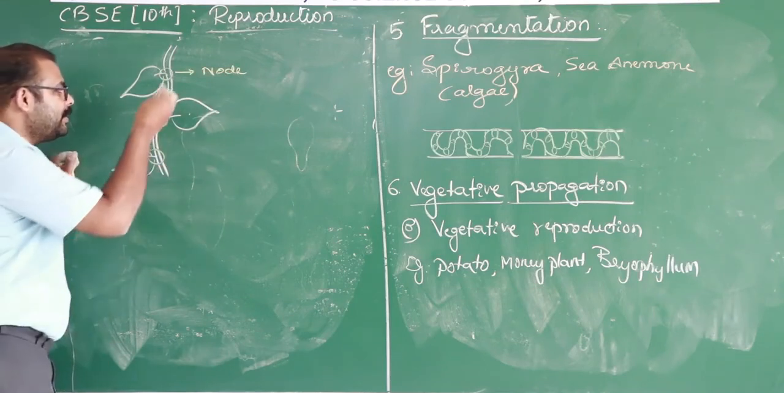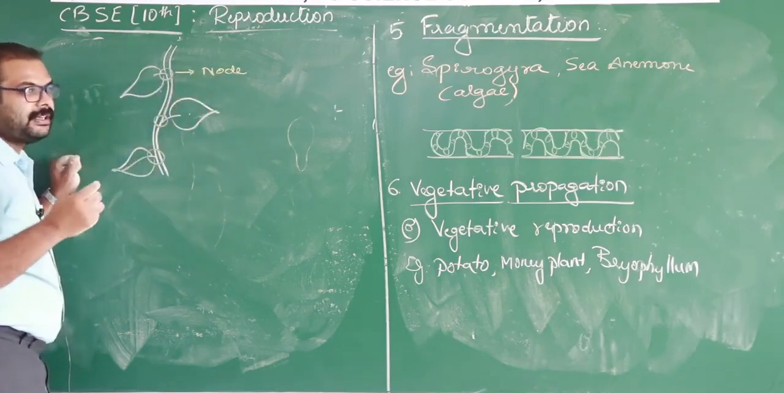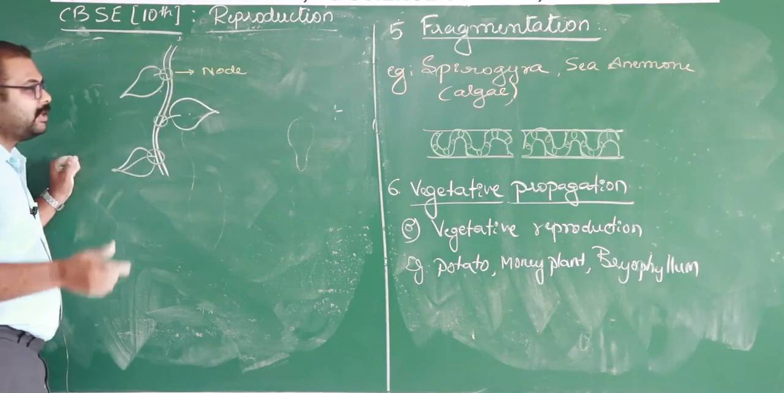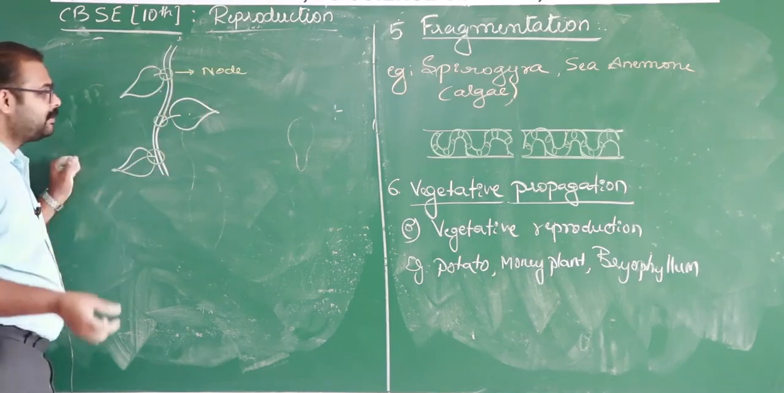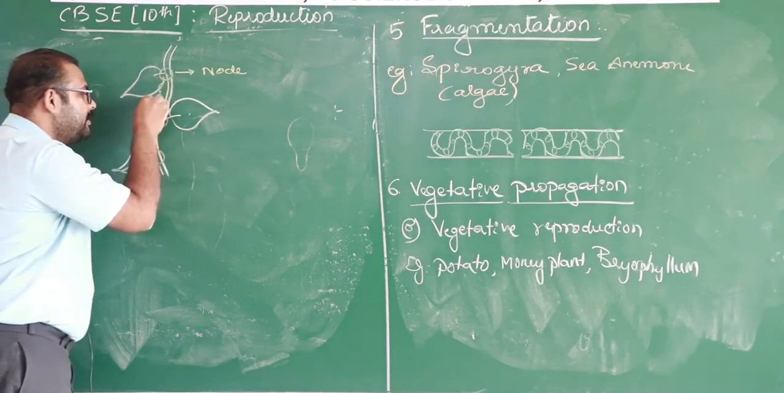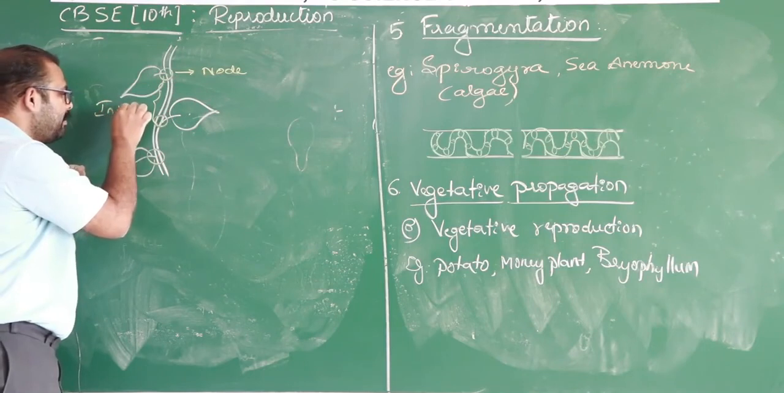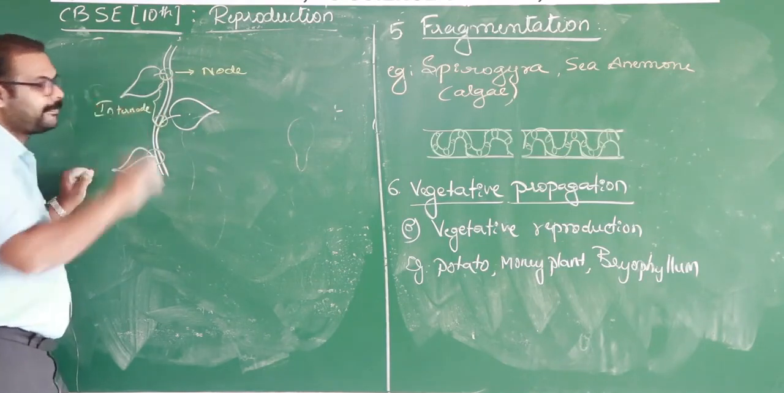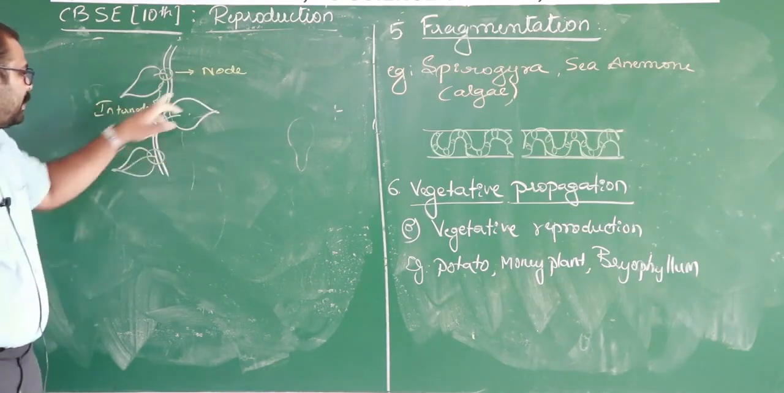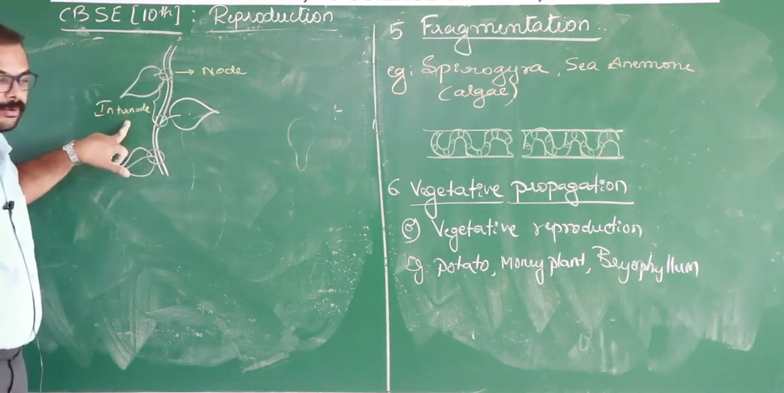Where there is a nodal region, they have a special structure. They develop into new leaves. So they are called buds. This is one node, this is another node, and the space between one node and another node is called the internode. This is a node and this is another node. Between the two nodes is what we call the internode.